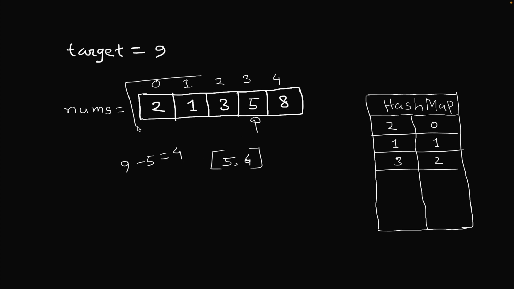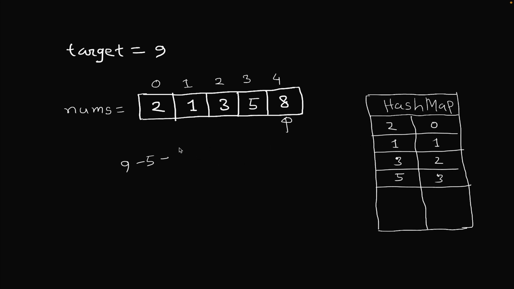Does 4 exist on the left of 5? We see no. So what we're going to do is add this 5 as key, and as value we're going to insert the index of 5, which is 3. Let's move forward. This is our current element.